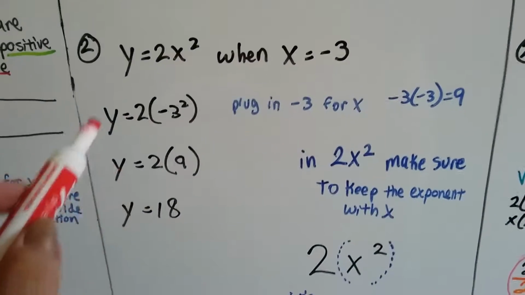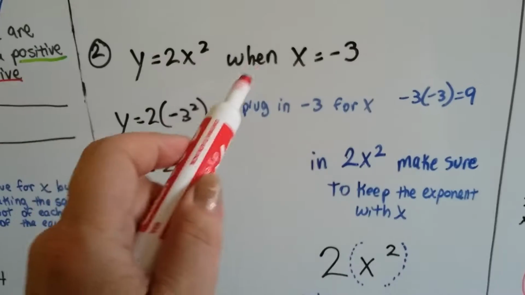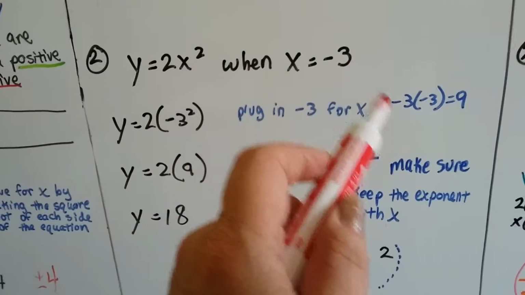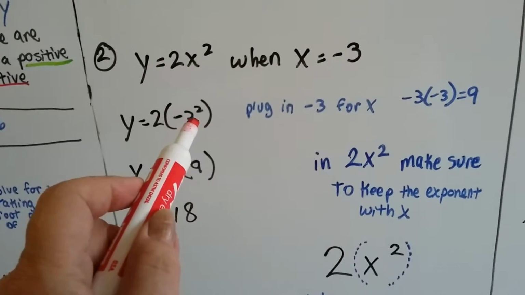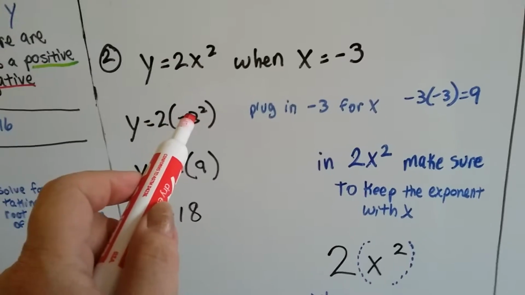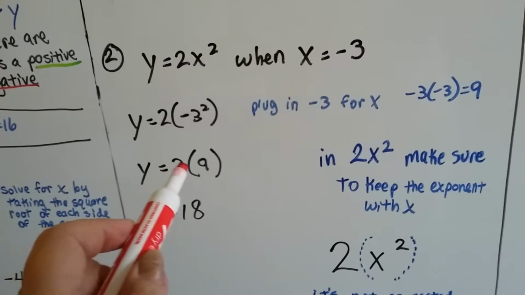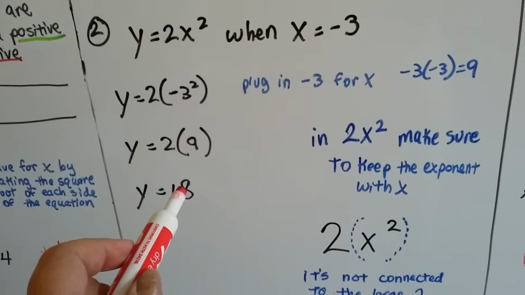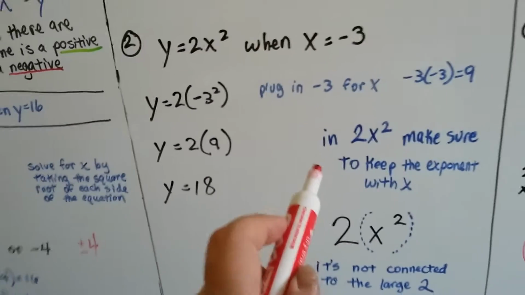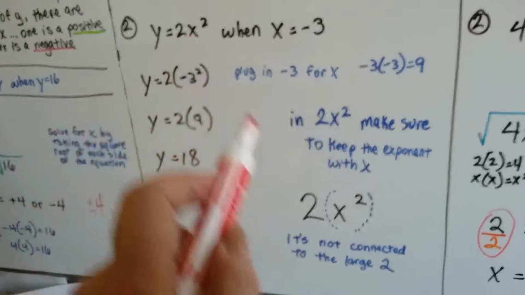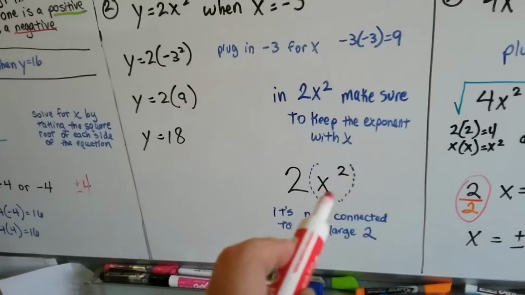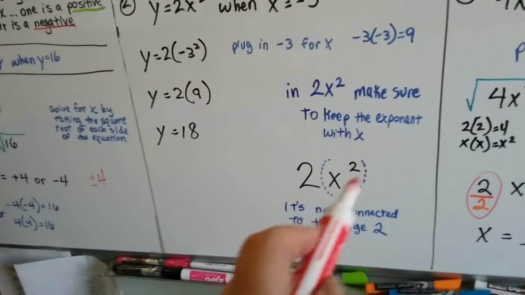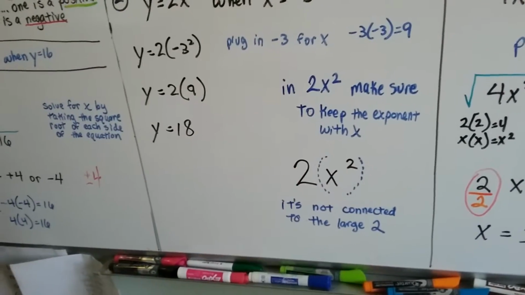How about this one? Y equals 2x squared when x equals negative 3. Well, negative 3 times negative 3 is 9. And we would have 2 times negative 3 times negative 3, so that means we have 2 times 9. Y equals 18. So just remember, in the 2x squared here, make sure to keep the exponent with the x. The exponent is with the x. It's not connected to that large 2. All right?